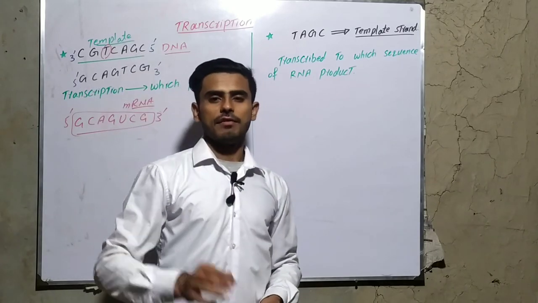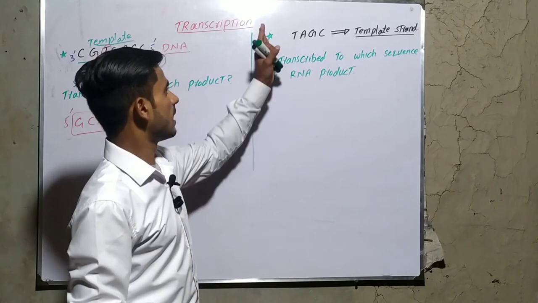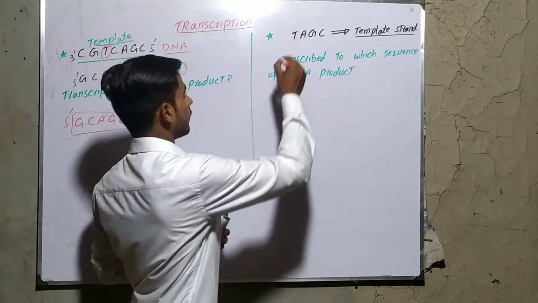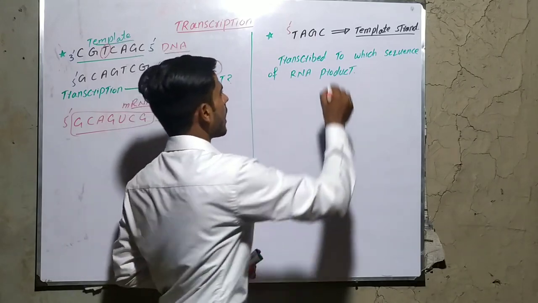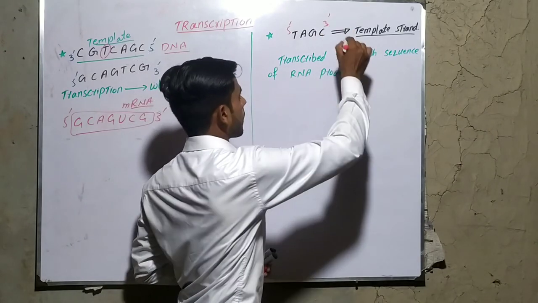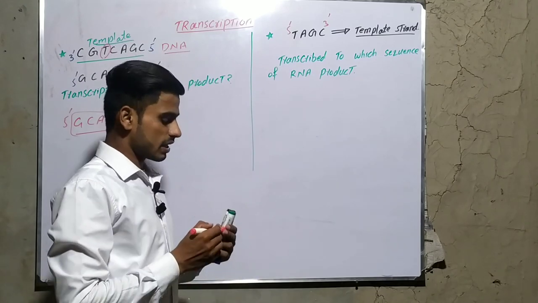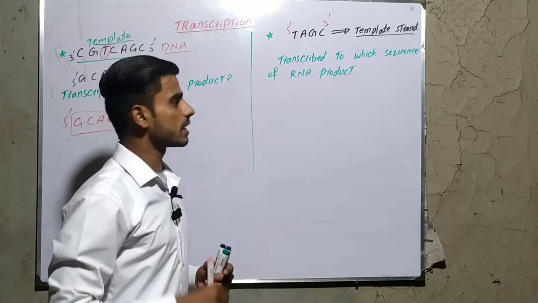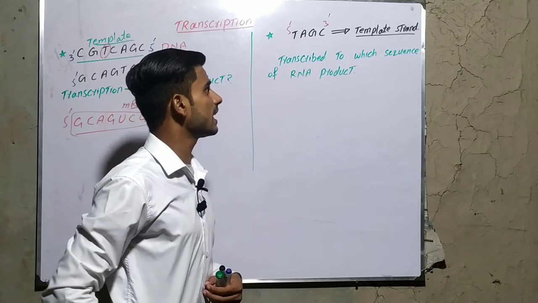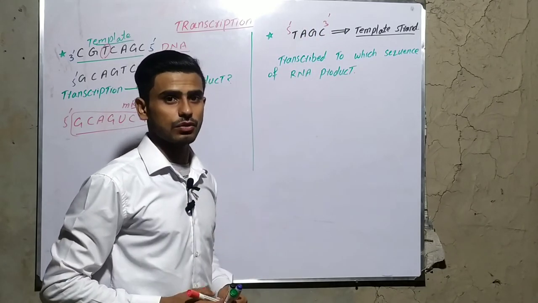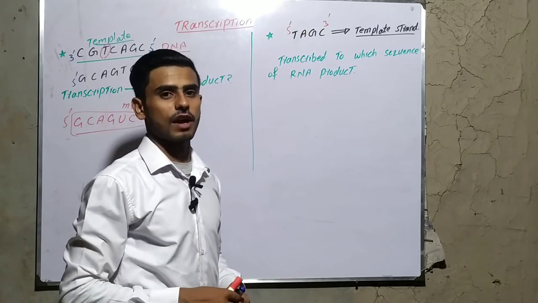Remember that concept. When ends are not given, then you must assume that the left side is the 5 prime end and the right side is the 3 prime end. So this is the template strand. As you know, RNA polymerase will come and start reading the template strand from which end to which end? From 3 prime end to 5 prime end, and it will synthesize from 5 prime to 3 prime.